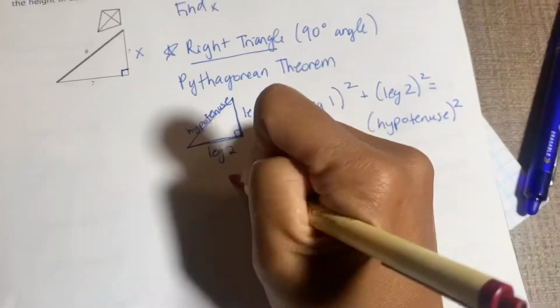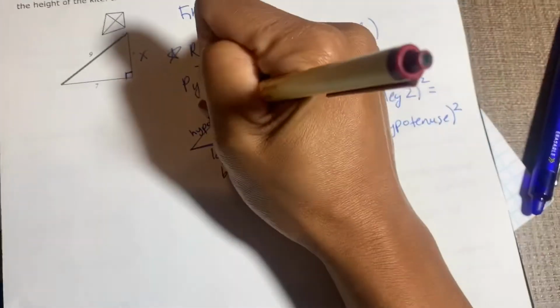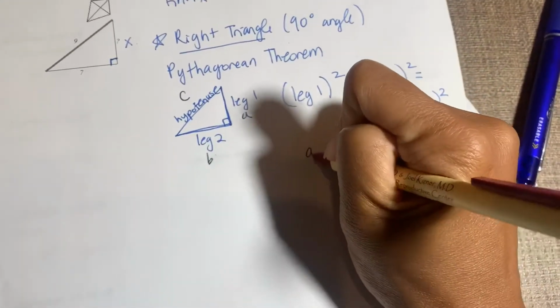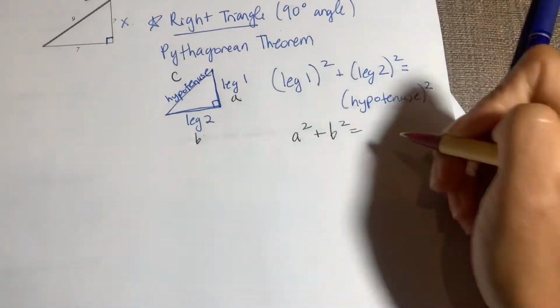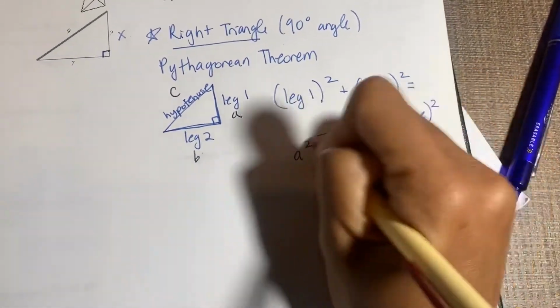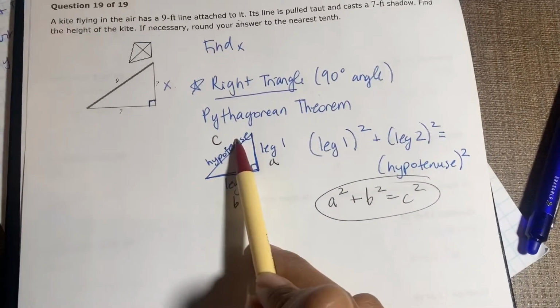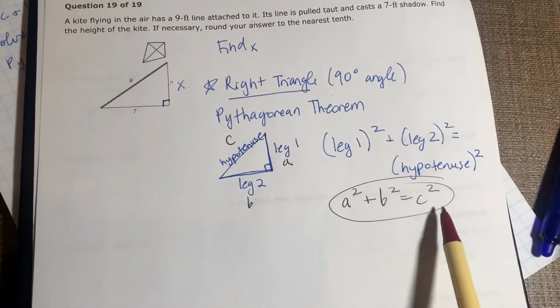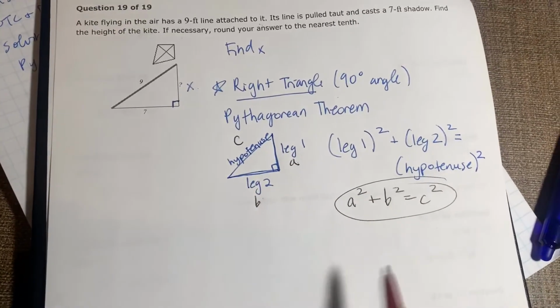And in general, instead of calling this leg 1, leg 2, and hypotenuse, we can call this A, we call this B. Again, it doesn't matter which one is A or B. And we call this C. In general, the Pythagorean theorem is A squared plus B squared equals C squared. So whenever you see a right triangle, think Pythagorean theorem, A squared plus B squared equals C squared, where A and B are the legs of the triangle and C is the hypotenuse.